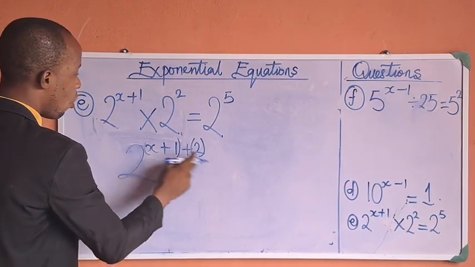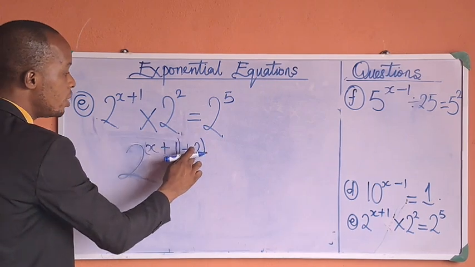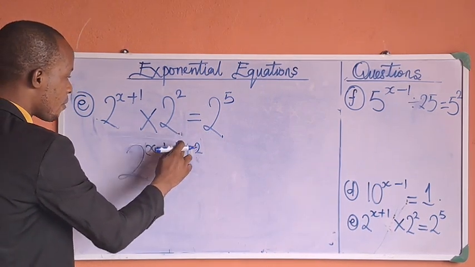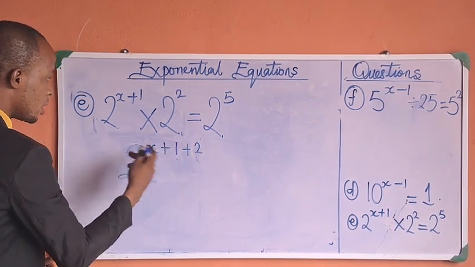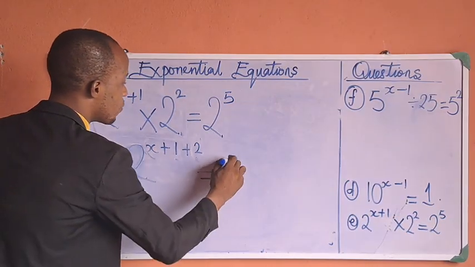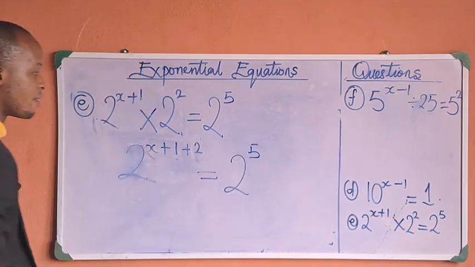We are adding all the powers together. There is no need to include brackets. I only did that for better understanding. So equals the other side of the equation, 2 raised to power 5.